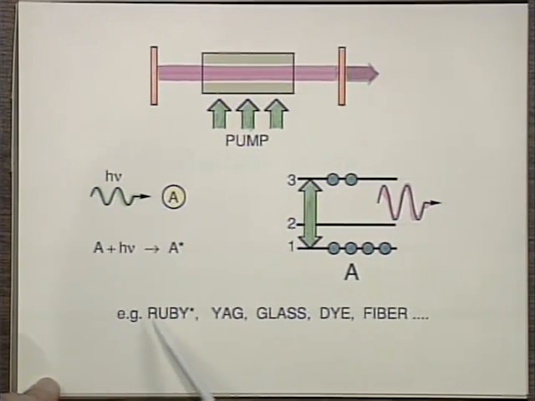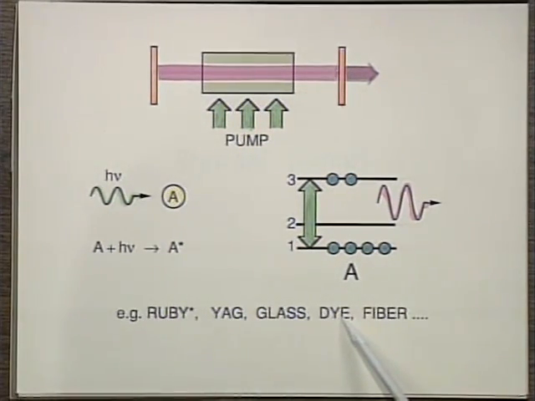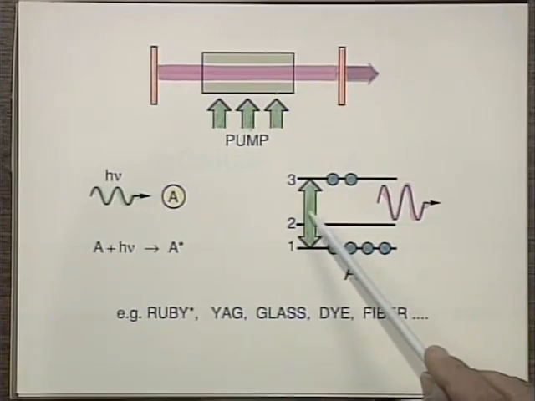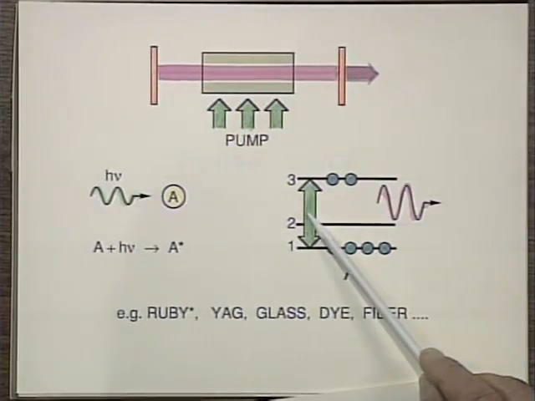For example, the first laser is the ruby laser. Then the YAG lasers, glass lasers, dye lasers, and today the all fiber optic lasers, waveguide lasers, and so on, they're all optically pumped lasers. Again, with some three-level system or some variation on that, but the pump is essentially a light pump.